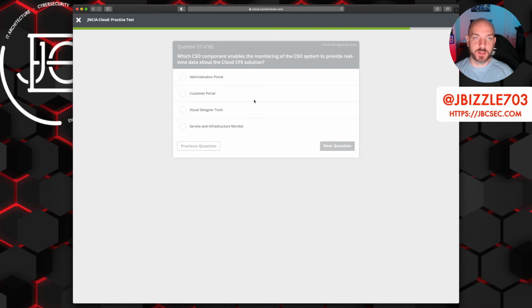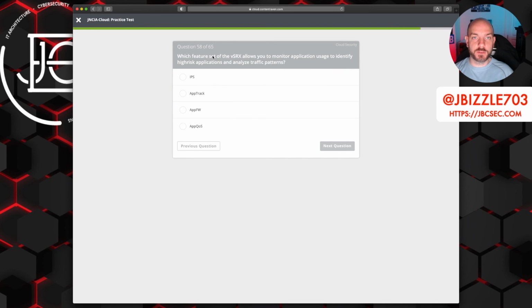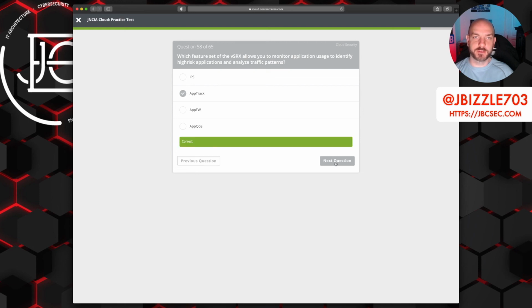Okay. Which CSO component enables the monitoring of CSL systems to provide real-time data? This service is an infrastructure monitor. Which feature set of the VSRX allows you to monitor application usage to identify high-risk applications and analyze traffic patterns? AppQoS? AppTrack. I like AppTrack. Okay.